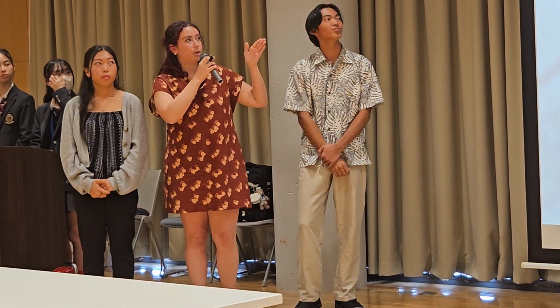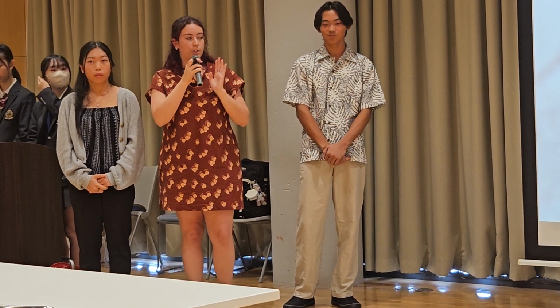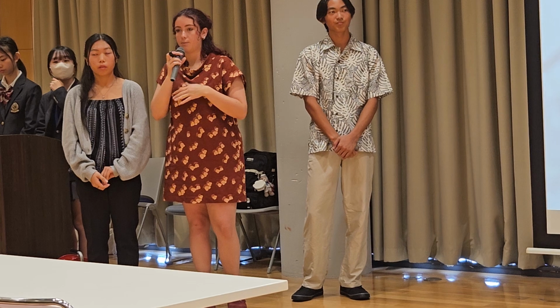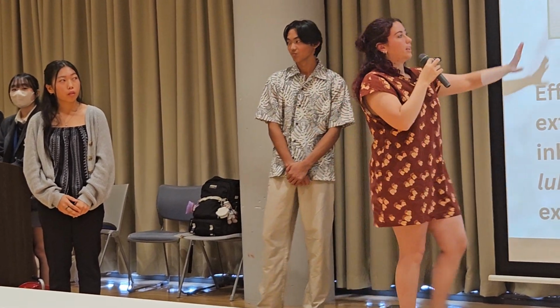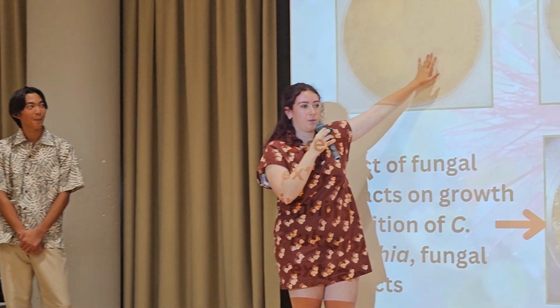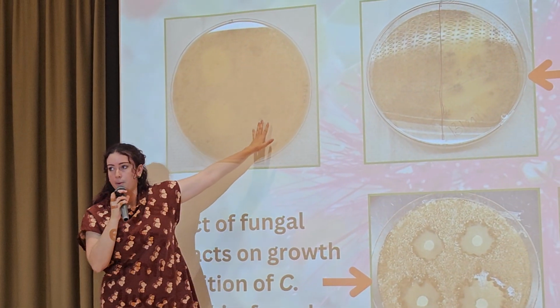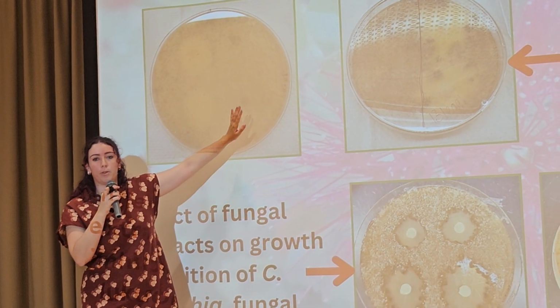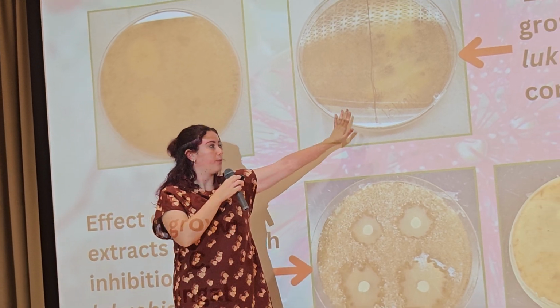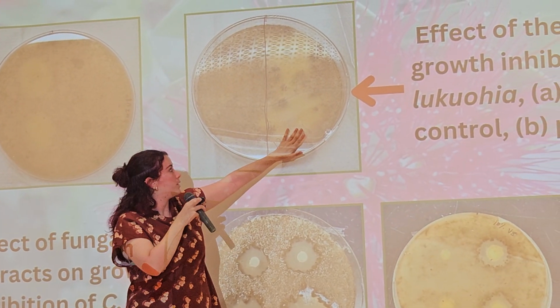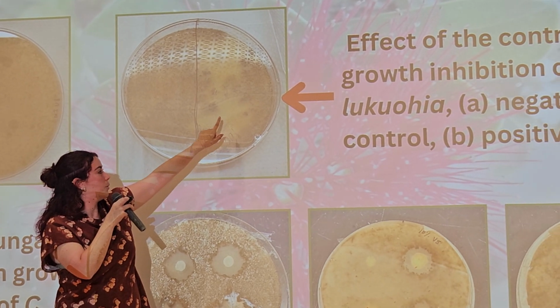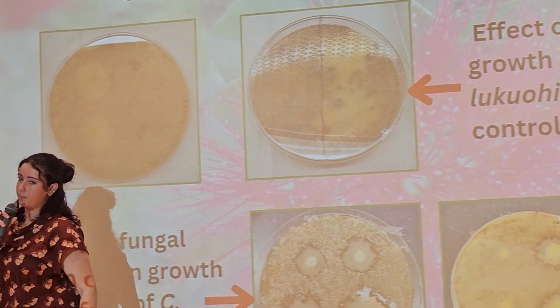So the top 2 photos are examples of our controls. So it was the effect of the controls on the inhibition of Ceratopsis leucohea, just to make sure that everything in our processes was correct. On this half of the plate is our sterile distilled water, and as you can see, there's no zone of inhibition because it doesn't inhibit the growth of Ceratopsis at all. And then for our positive control, we used a 10% bleach solution, which was effective in creating a zone around the filter paper disc it was placed on.